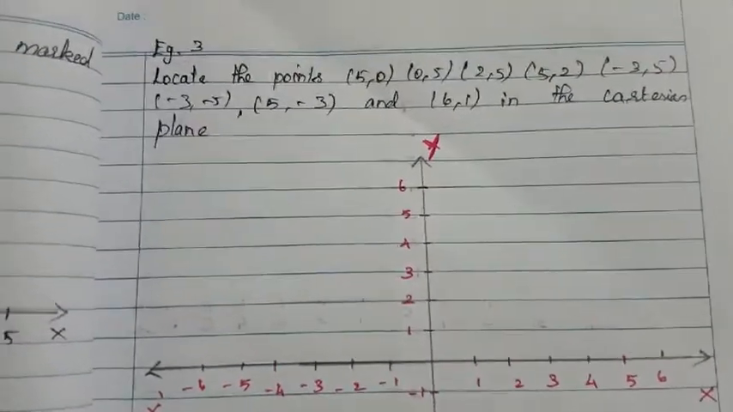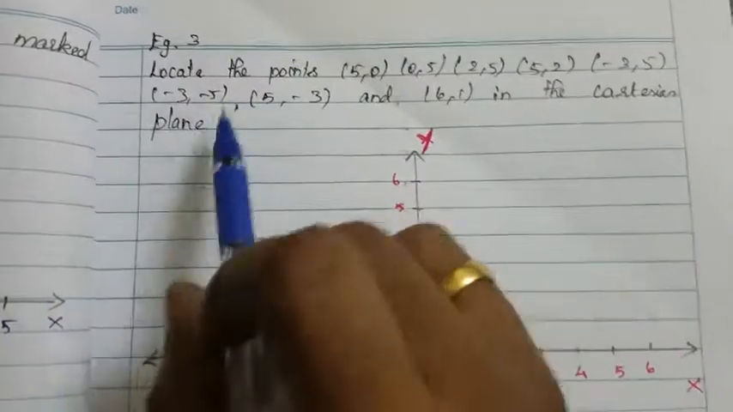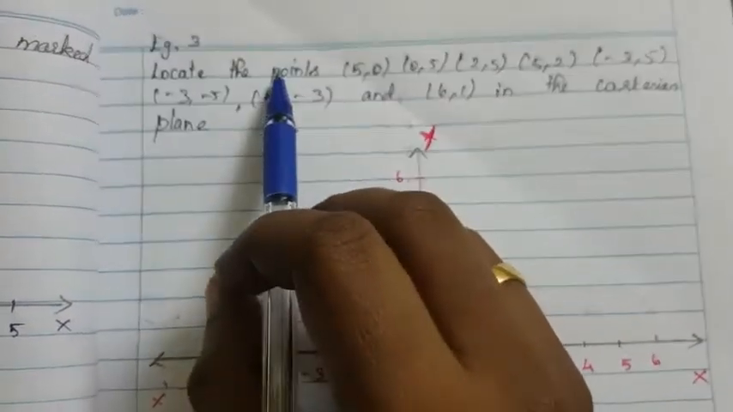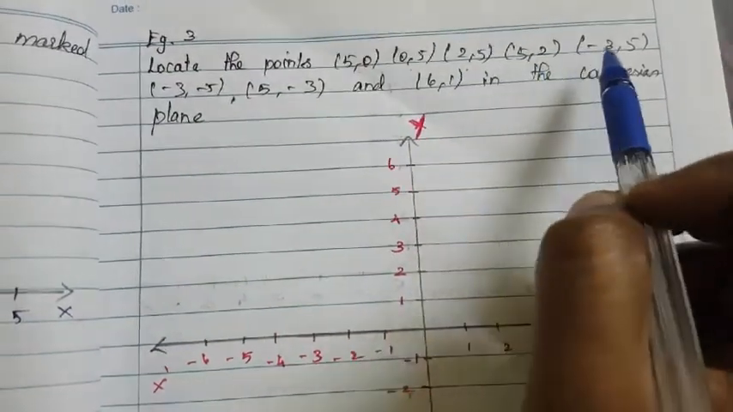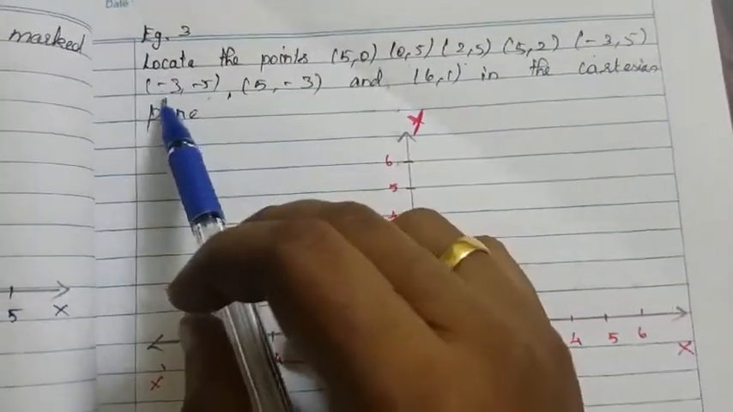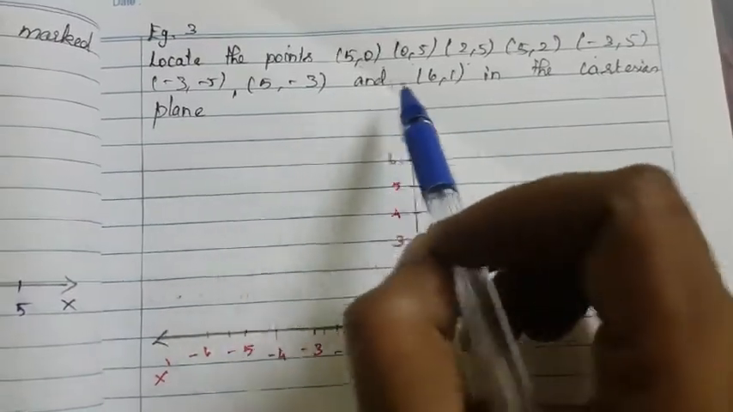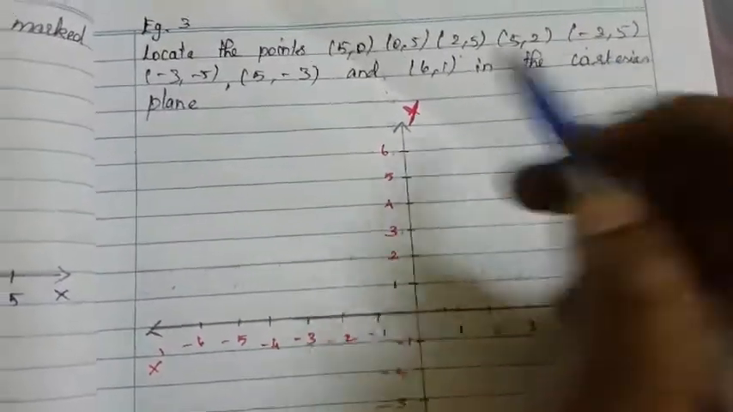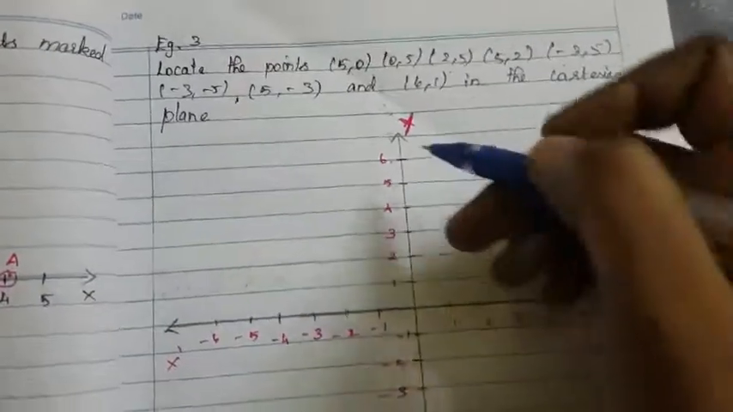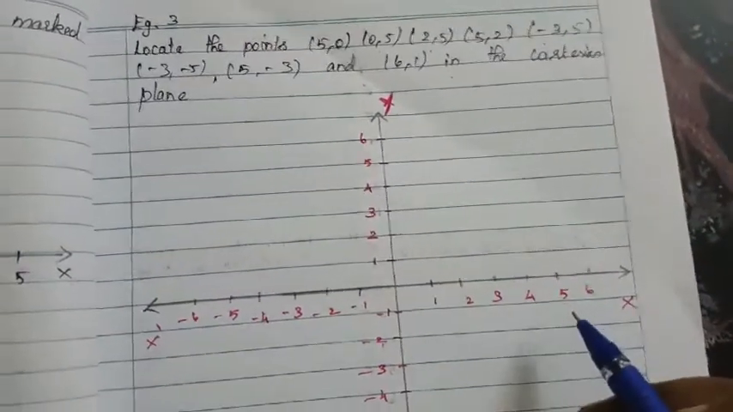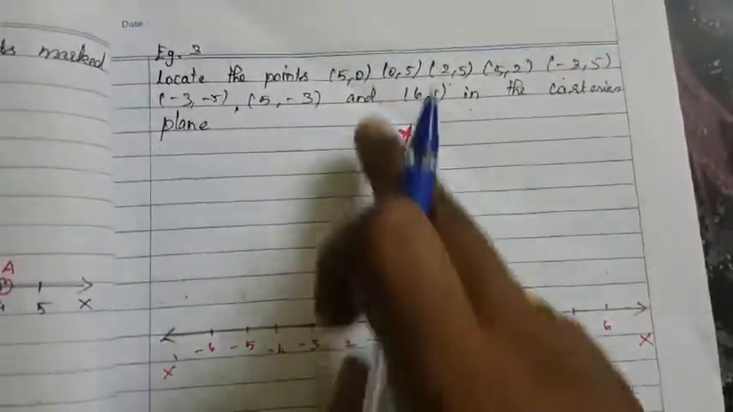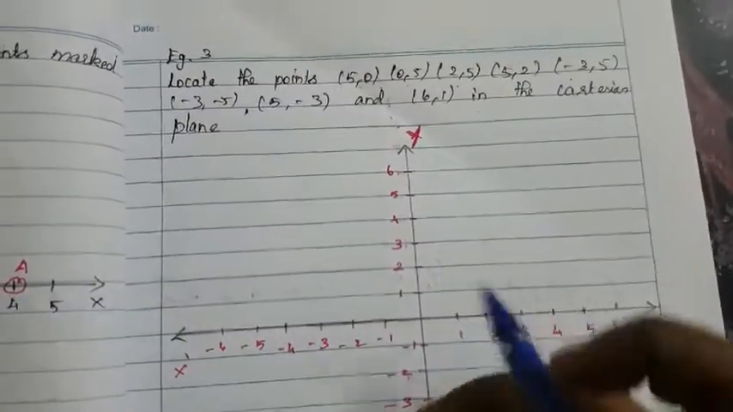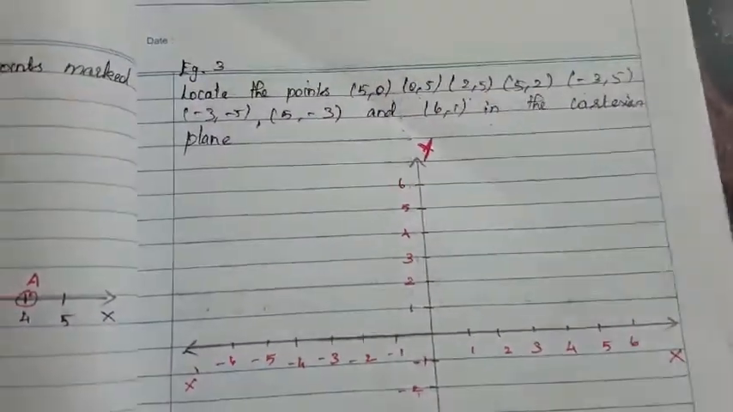Okay. So now we are going to see example 3. Here the question is: locate the points (5, 0), (0, 5), (2, 5), (5, 2), (-3, 5), (-3, -5), and (5, -3) and (6, 1) in the Cartesian plane. For this we have to draw the Cartesian plane. They won't give it, they will simply give the question. We are going to mark the coordinates in this plane. Okay. So let's take the first point, (5, 0).